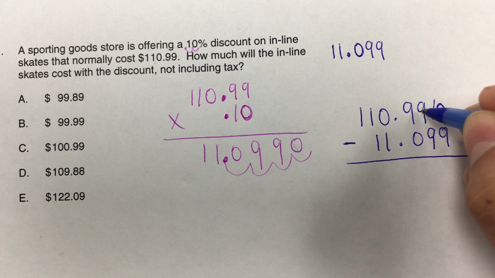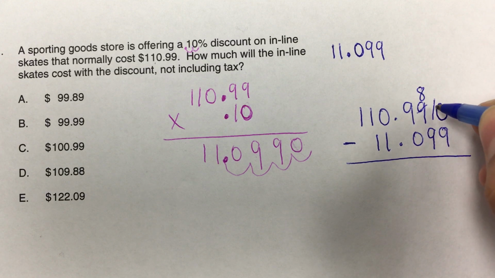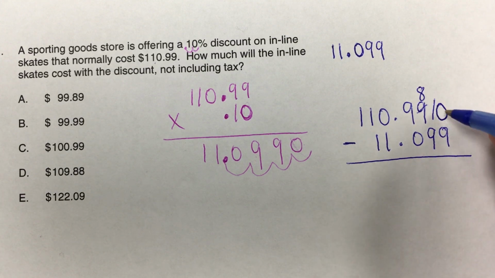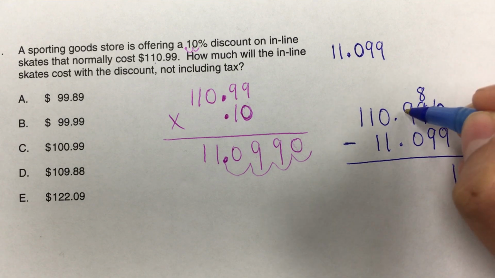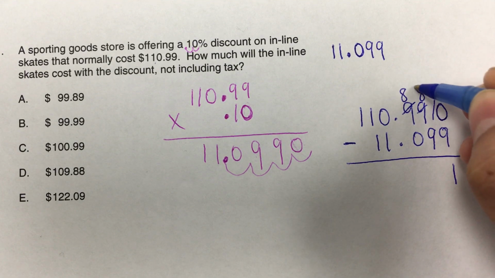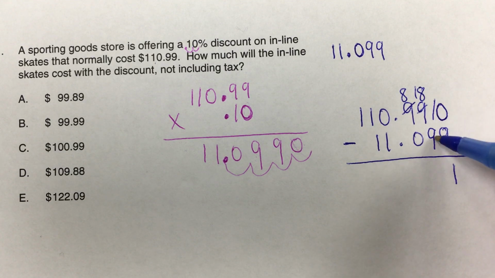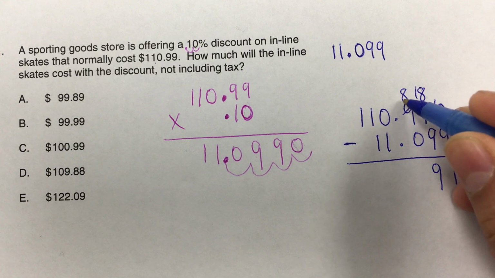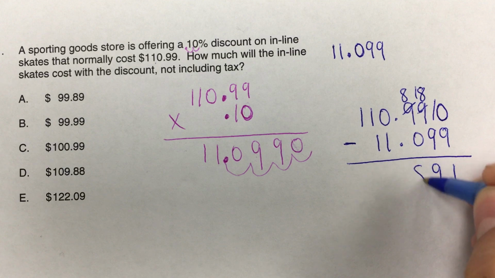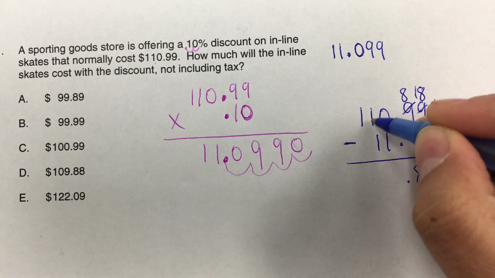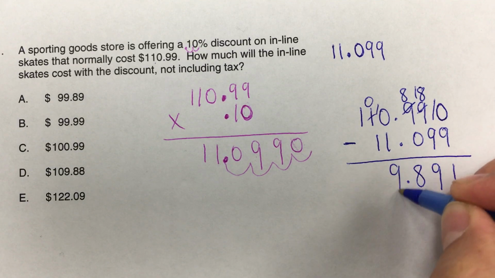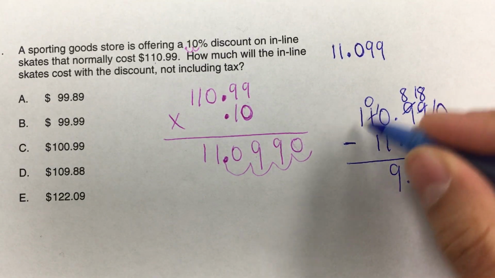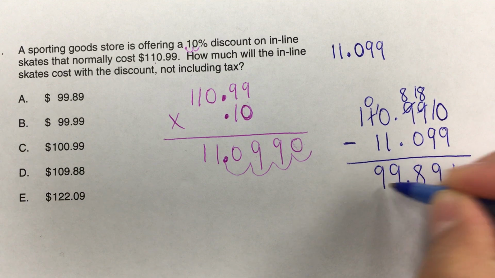So we're going to borrow from the 9, 1, and that becomes a 10, that becomes an 8. 10 minus 9 is 1. 8, we don't have enough, so that becomes an 8, and this is 18 now. 18 minus 9 is 9, and 8 minus 0 is 8. In here we borrow as well. This becomes a 0, and this is a 10. 10 minus 1 is 9.